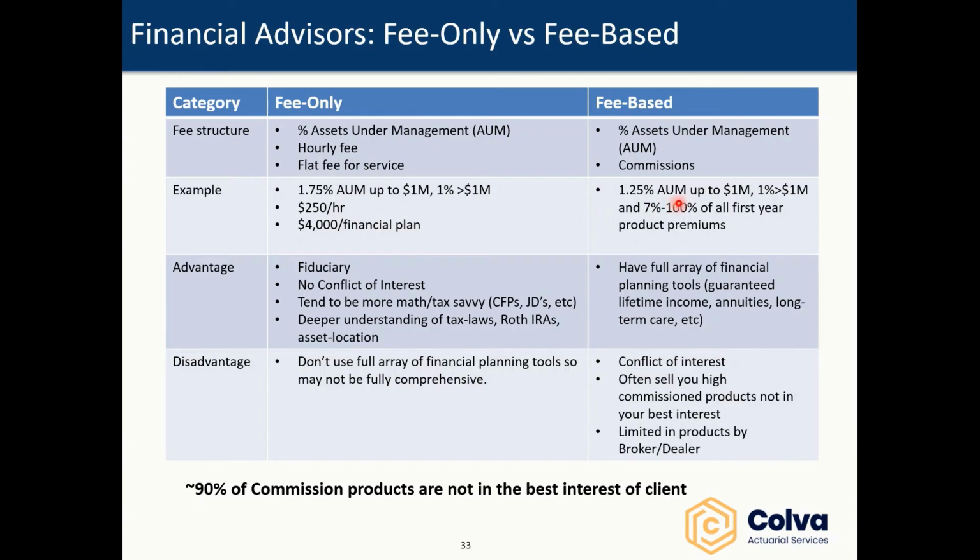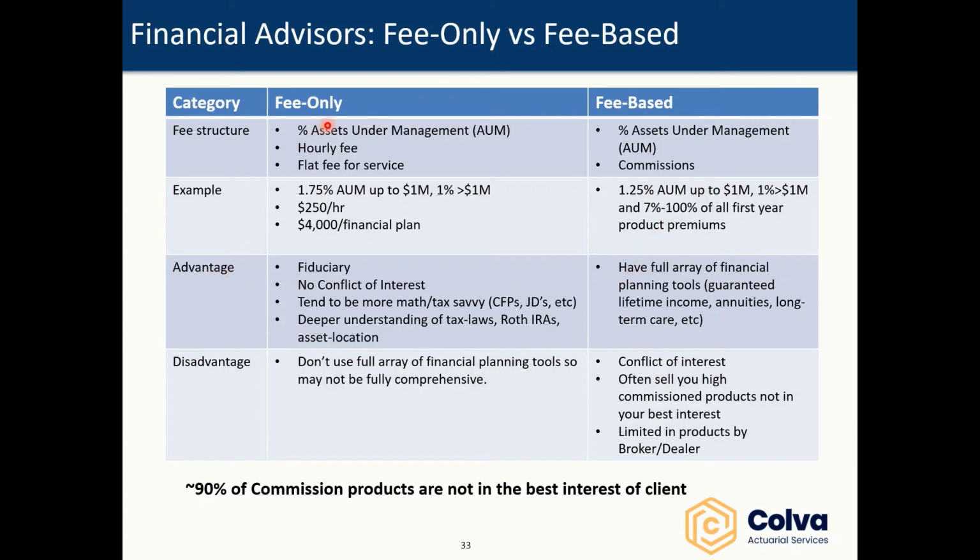Versus what a fee-based guy might do: they might not charge you 1.75%. They might charge you only 1.25% up to $1 million and then 1% above. So you're like, oh, this is cheaper, right? But they're making money on the commissions they sell to you. So that could be 7% to 100% of all your first year products. So even though their AUM fee is lower, their commission fee could be higher. And we'll talk later about the conflict of interest, right? If they're selling you bad products, then not only are they making more commissions, but you're getting a worse return for buying a worse product.